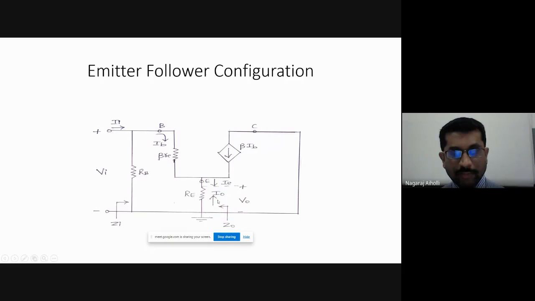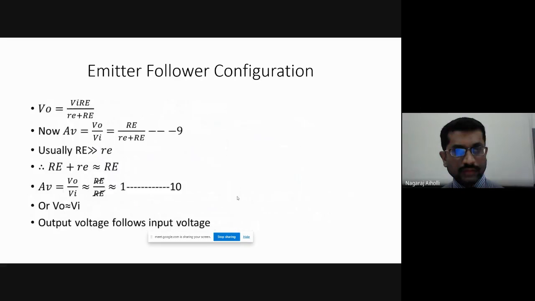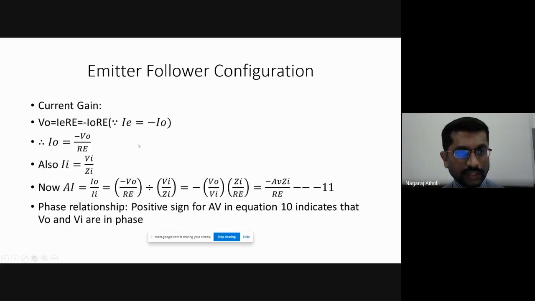Therefore, IE is minus I0, because both are in opposite directions. Therefore, we have V0 is equal to IE into RE. But IE is equal to minus I0, so V0 is minus I0 into RE. That is, IE and I0 are opposite in direction with respect to each other. Therefore, I0 will be equal to minus V0 divided by RE.